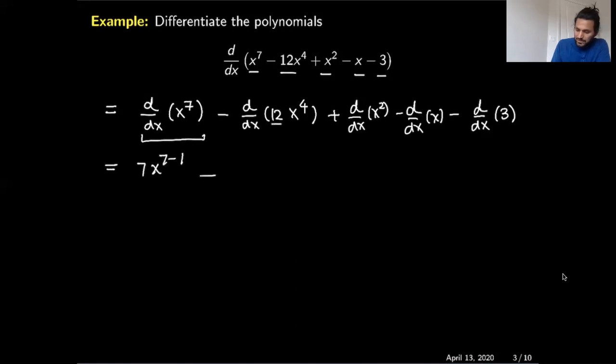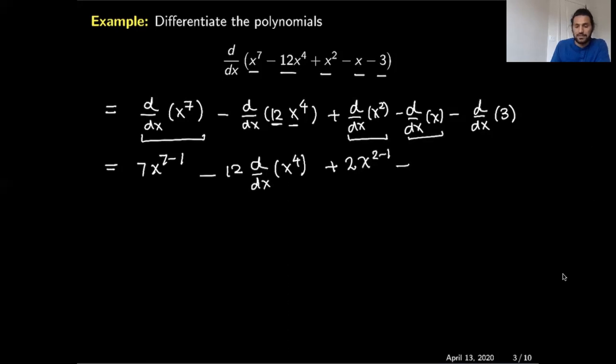Here, this is a constant multiplied to the function. I can pull out the constant from the notation of the derivative, x to the power 4. And here I will use the power rule because x to the power 2 is a power function. So 2x to the power 2 minus 1. And we already know in the last example that the derivative of x is 1. And here I will use the derivative of a constant is 0.